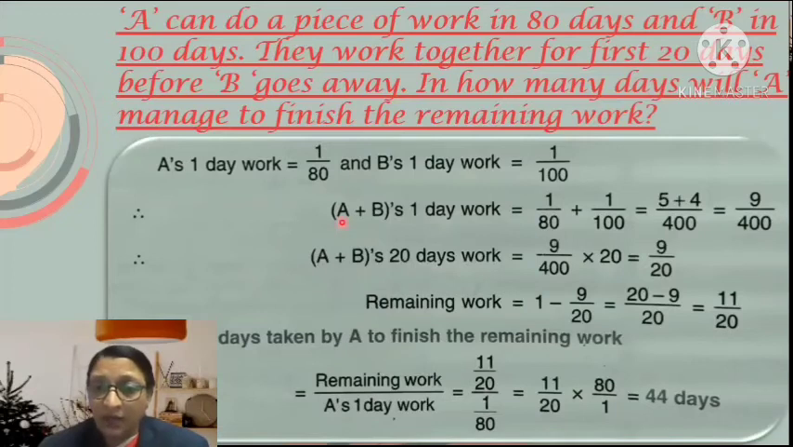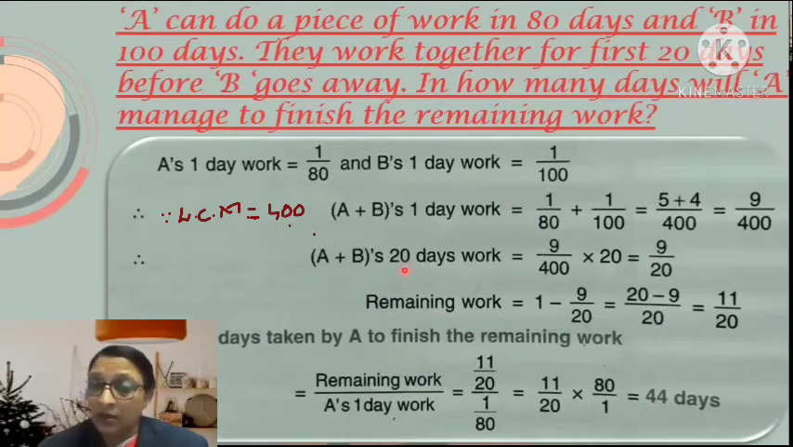Now here, A and B work together, so we will add their work of 1 day. 1 upon 80 plus 1 upon 100 is equal to 5 plus 4 upon 400. This is 9 upon 400, A and B's together 1 day's work.